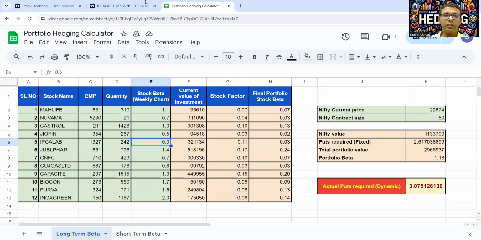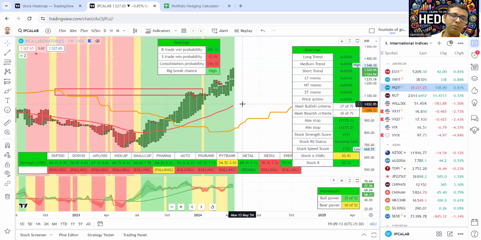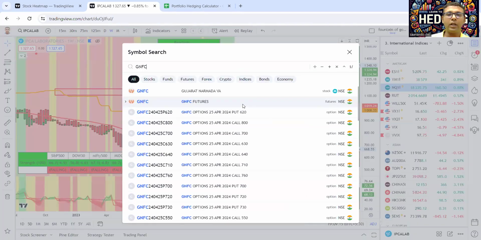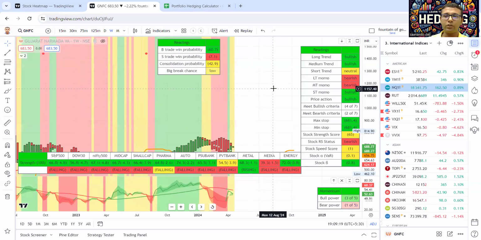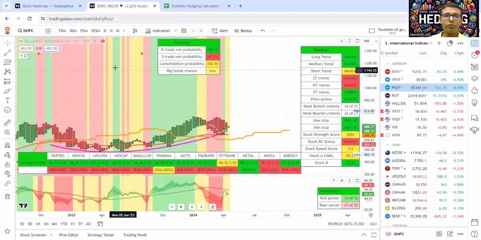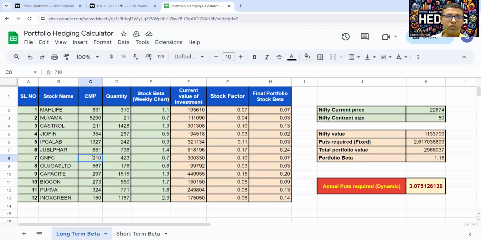So next GNFC. तो जब downturn आता है, some correction आता है, at that time we want our portfolio में लो बीटा स्टॉक थोड़ा बहुत रहे, which will be helpful. So 683 and beta is 0.8. Next is GNFC 683 and stock beta is 0.8.